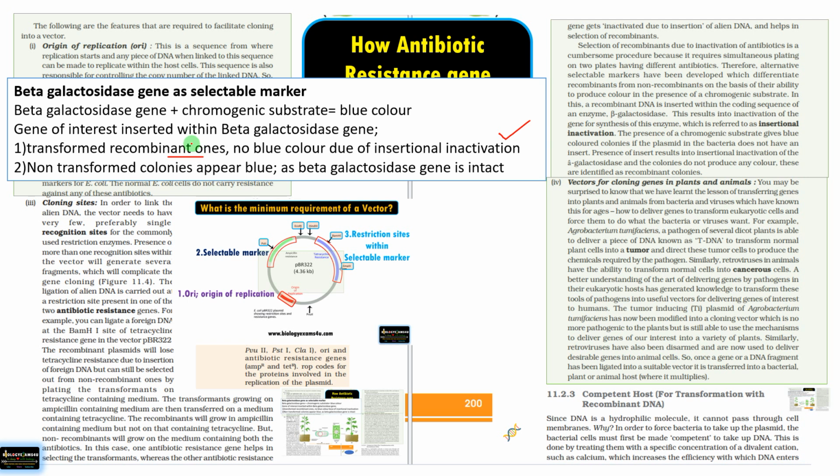So these are the colonies that we want, whereas non-transformed colonies appear blue because the beta-galactosidase gene is intact. The process of inactivation of a gene upon insertion of another gene is called insertional inactivation, so that we can easily select our transformed recombinant colonies.